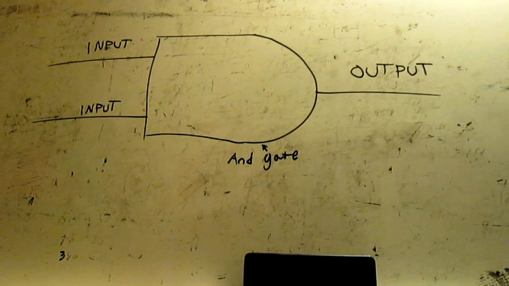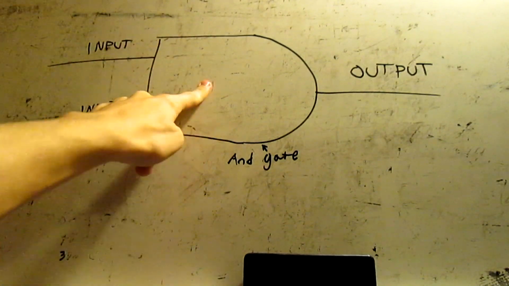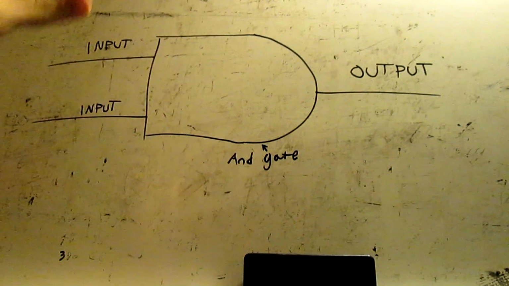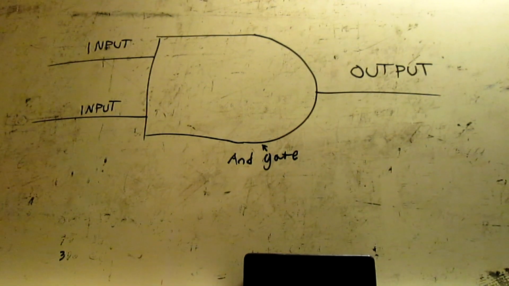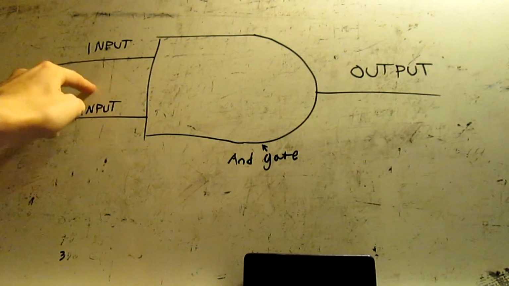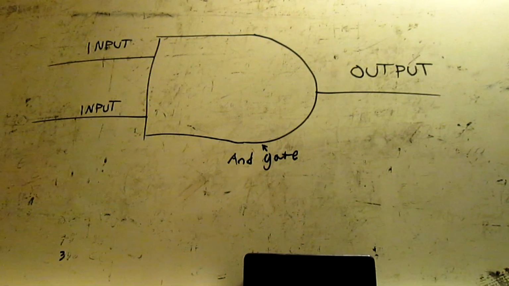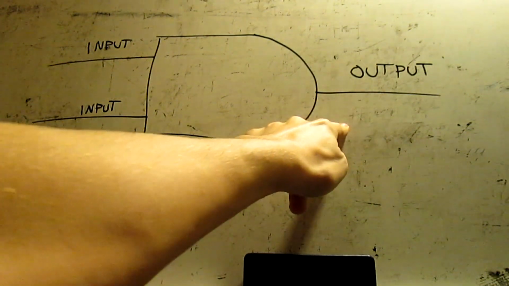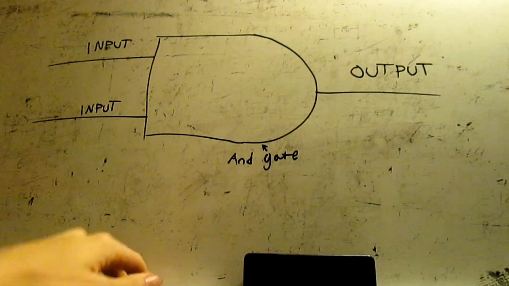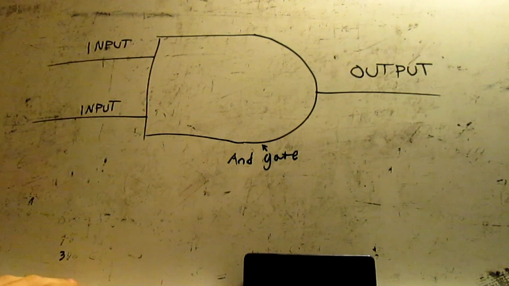Alright, so before we do the circuit, we gotta do theory. We have to know how it works. So, this is an AND gate, and it's part of a family called the logic gates. What they do is they analyze input from the input lines, and they send their analysis on the output line. And what this thing does is actually really simple.